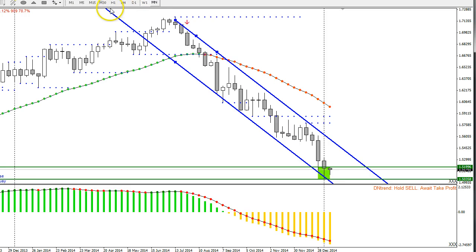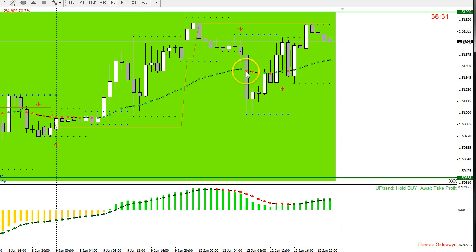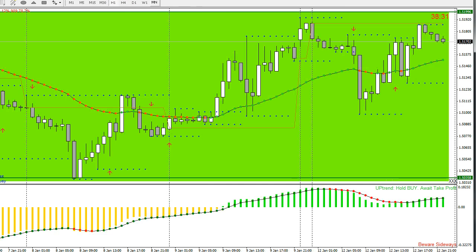So let's look at the RE and see what the RE is telling us. And I'm going to take that rectangle out, so it makes more sense.